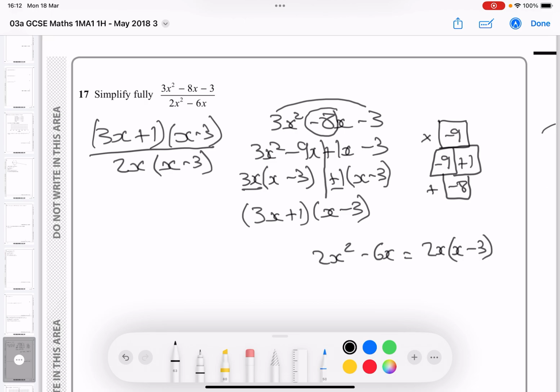Anytime I get a question like this, I'm expecting to see the same thing on top and bottom, and they can both divide each other out, and this leaves me with 3x plus 1 over 2x. Some people are uncomfortable getting rid of the brackets, so if you want to leave the brackets in, it's no big deal. You don't have to leave them in, but that is the answer.